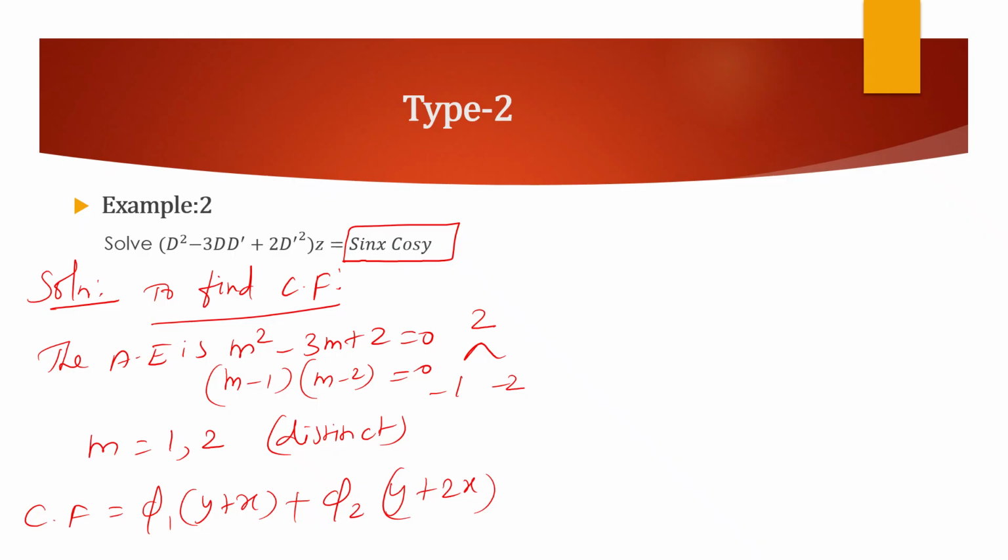Next we have to find the particular integral. For finding the particular integral, we have to consider our right hand side function in the numerator and the function of d and d dash in the denominator. Our right hand side function is sin x cos y, and the denominator is the function of d and d dash, which is d square minus 3d d dash plus 2d dash square.